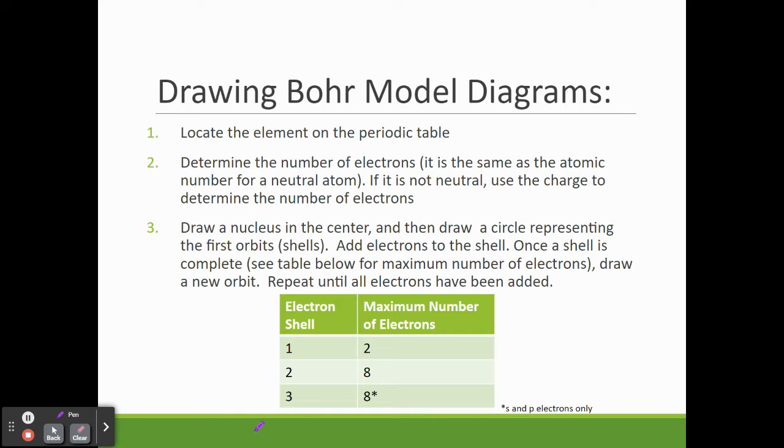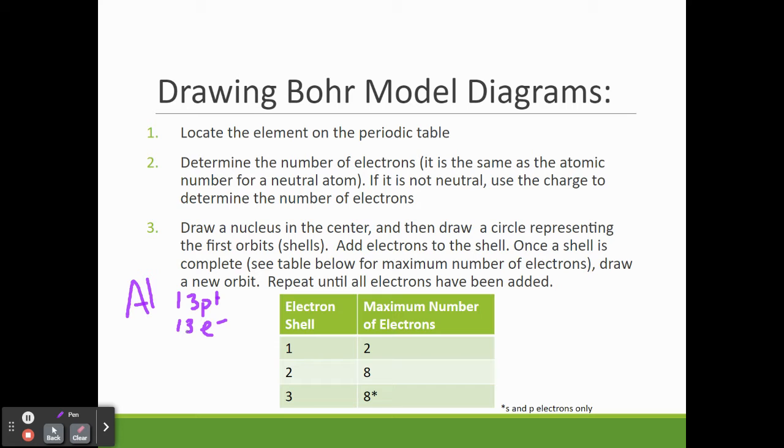First, you're going to locate the element on the periodic table. So let's work through an example as we do this, and I'm going to use aluminum as an example. So we find aluminum on the periodic table. Aluminum has an atomic number of 13, which means we know it has 13 protons. When we're drawing a Bohr model, though, the most important piece is the number of electrons. If we're assuming that aluminum in our example here is neutral, if there are 13 protons, electrons would also be 13 because it's neutral. So that would be the number of electrons.